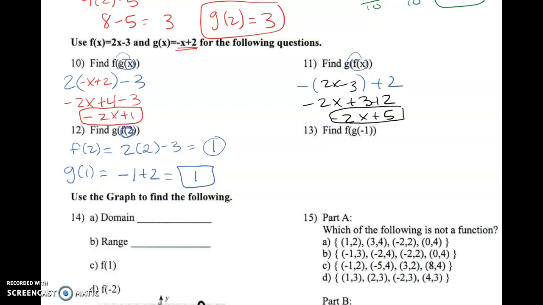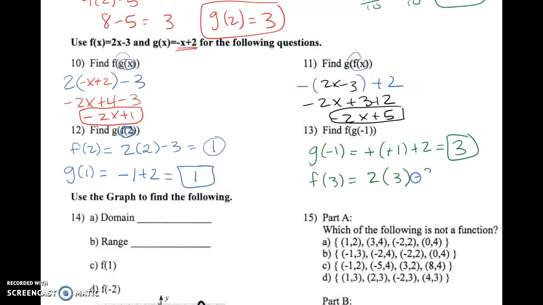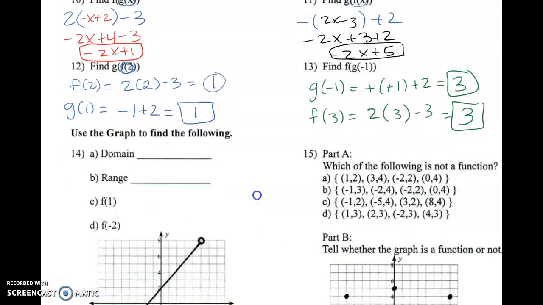For 13, I have a negative 1 that I'm plugging into g, so g of negative 1 equals negative times negative 1 plus 2. So this negative times a negative is a positive, so I get positive 3. Take that value and plug it into f, so f of 3 is 2 times 3 minus 3, so 6 minus 3 is 3. So in both of these examples, when I plugged in the 2 to the f and then I took that value and plugged it into g, I got the same number. That's not always the case, it just happened to be coincidence here.